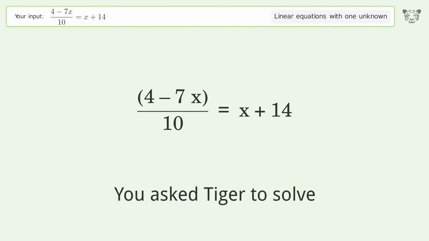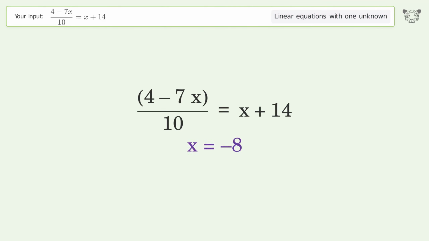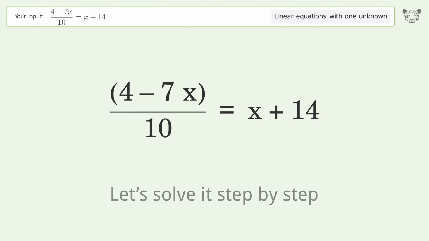You asked Tiger to solve this. It deals with linear equations with one unknown. The final result is x equals -8. Let's solve it step by step.